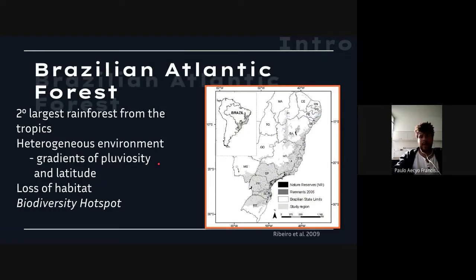Brazilian Atlantic forest, which is the second largest rainforest in the tropics, which is a highly heterogeneous environment and shows a high loss of habitat, as we can see here in this picture. Because of the high endemism of this region and this high loss of habitat, this region is considered a biodiversity hotspot for conservation.